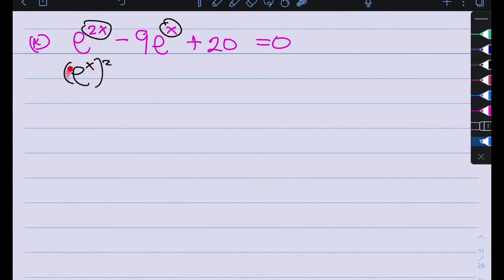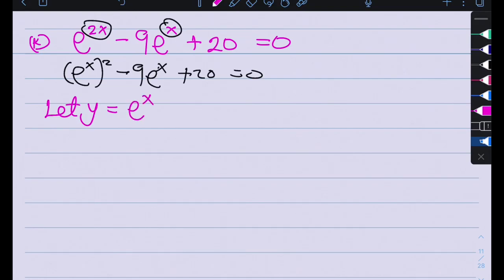This particular case gives you this. Then you can write minus 9e^x + 20 = 0. Then you can do the variable substitution by saying let y = e^x. From there you have y^2 - 9y + 20 = 0. Now you see why I said think of the function being a quadratic? Yes, because it's way easier that way.